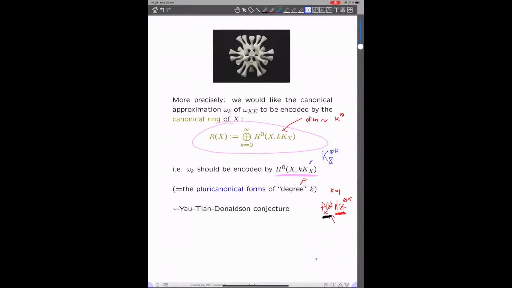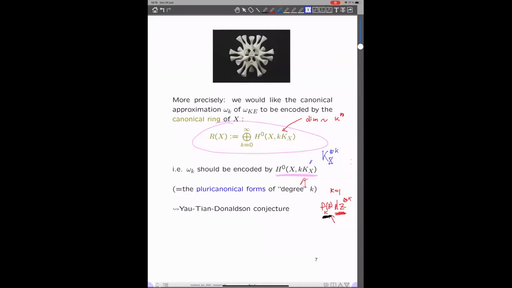So the point is that we have the canonical line bundle, okay, and then we can look at tensor powers of the canonical line bundle. I write that additively, like so, k times K_X. And for each k, this is a finite dimensional vector space. We have a finite dimensional vector space of global holomorphic sections of this line bundle.